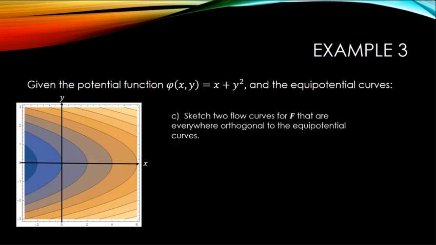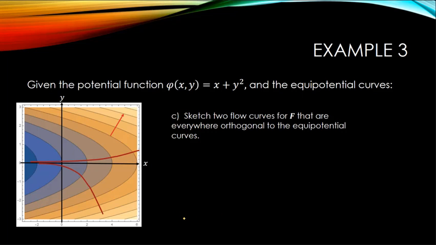Now I want to sketch my flow curve. In this case, I'm going to have vectors that are perpendicular to a level curve that may, as they extend out further and further, continue in a straight line to be perpendicular, or there may be flow curves closer in that have to bend as they cross through my equipotential surfaces in order to remain perpendicular.